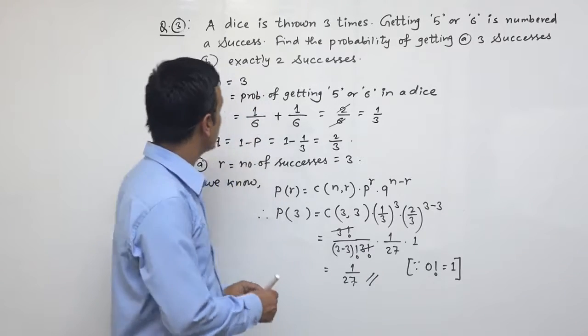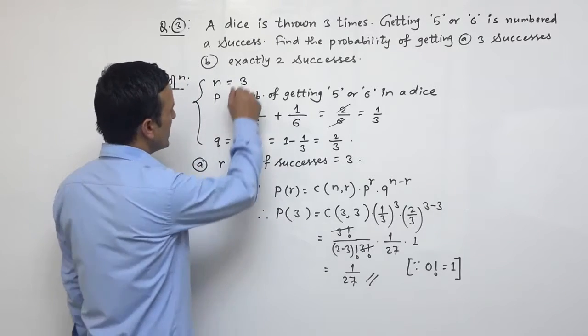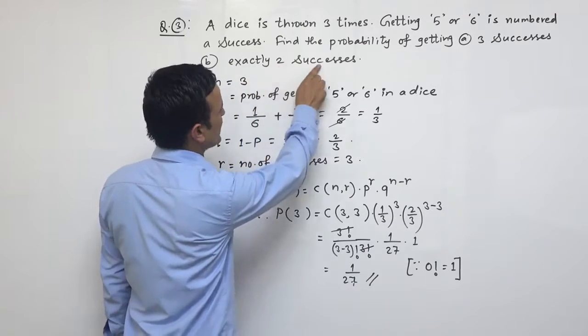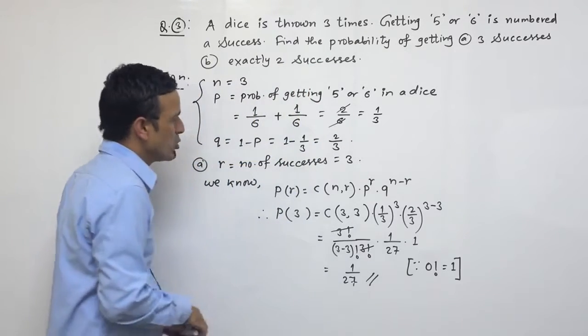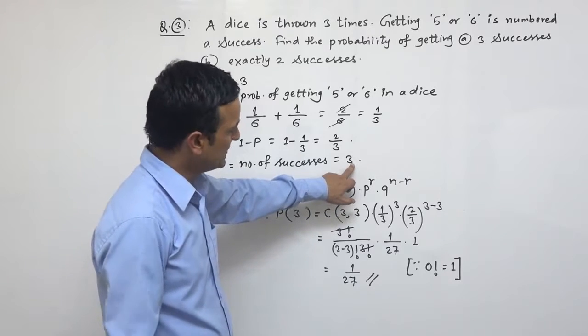So in this way we can solve this problem. So similarly you can do this for exactly 2 successes. So for exactly 2 successes we should write down 2 over here.